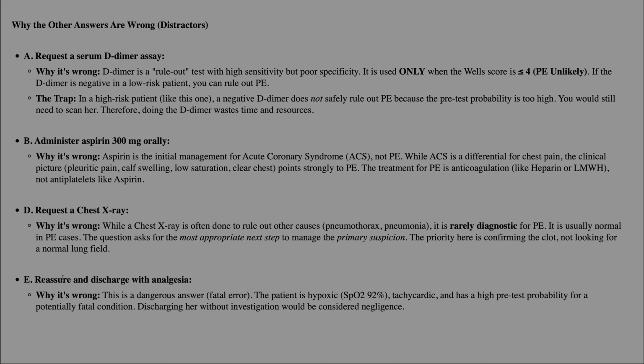Option E, reassure and discharge with analgesia. Now, this is a fatal error. Discharging a hypoxic tachycardic patient without investigation? That is just negligence.